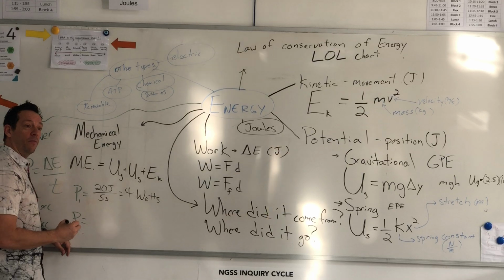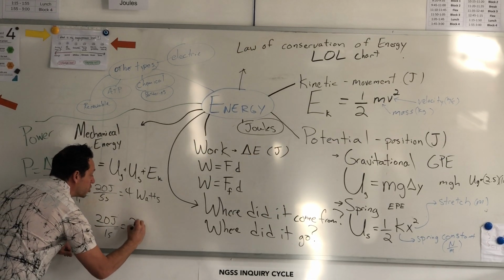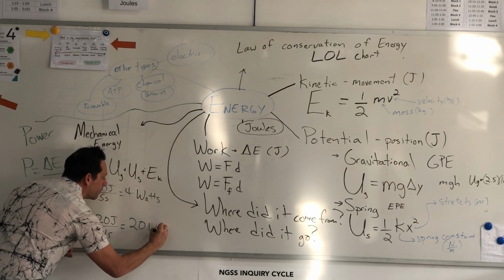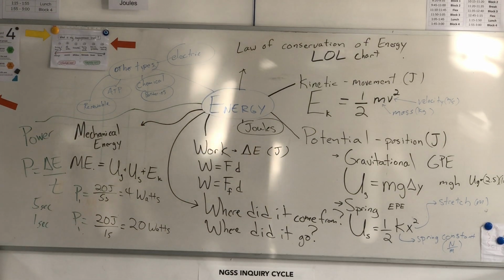All right, for my second one, what is my power? 20 joules divided by 1 second. 20 what? Watts. Okay, 20 watts. So I have more power if I do something faster.